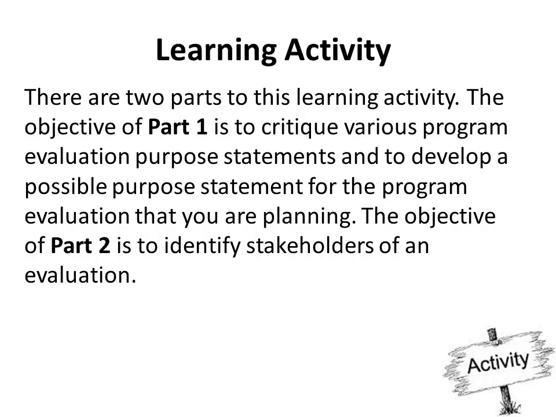In the learning activity for this week, you will have an opportunity to learn more about evaluation purpose statements and the identification of stakeholders. There are two parts to this learning activity. The objective of Part 1 is to critique various program evaluation purpose statements and then develop a possible program evaluation purpose statement for the program evaluation that you are planning for your assignments for this course. The objective of Part 2 is to identify stakeholders for an evaluation. All the information on these learning activities can be found in the Learning Activity folder for Session 3.